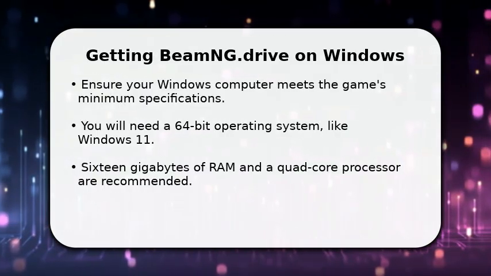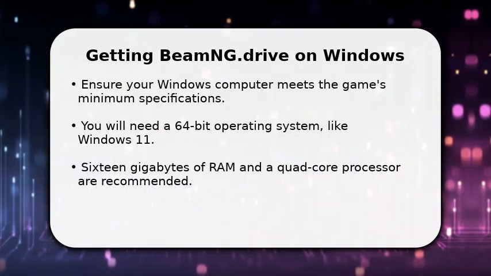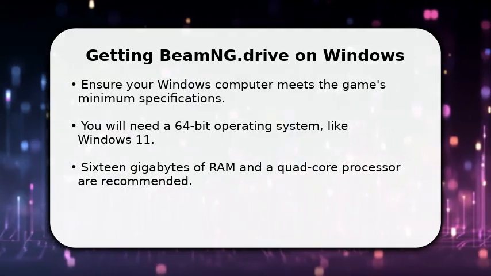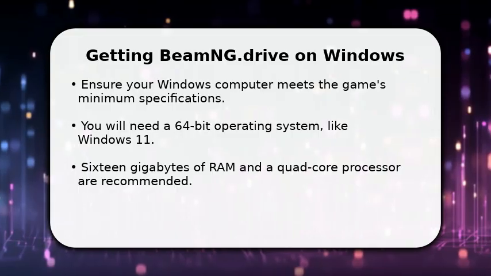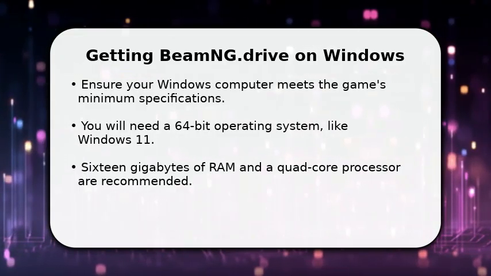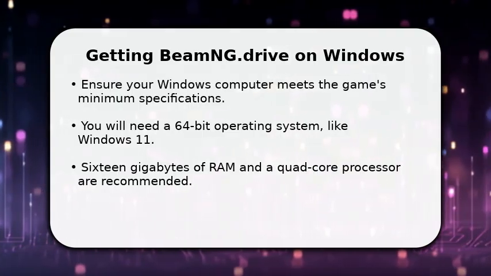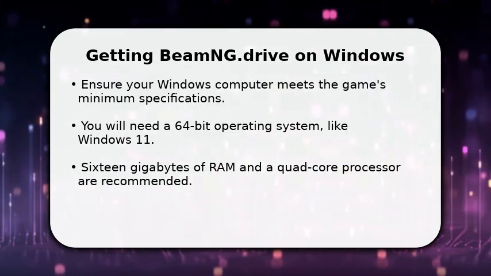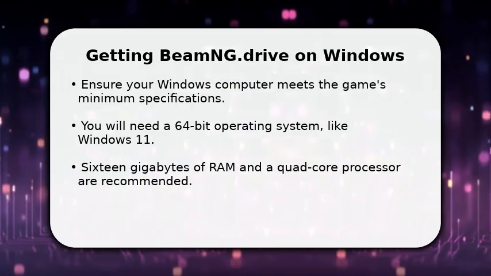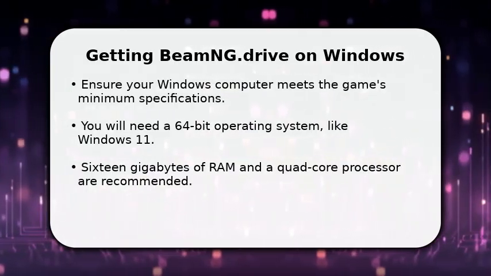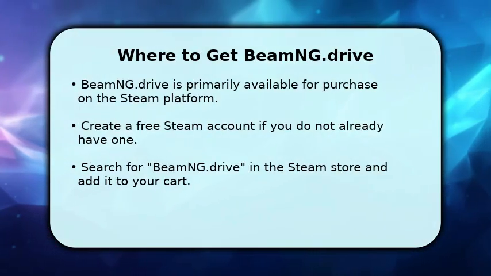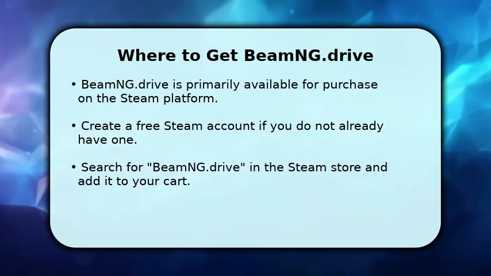First, let's ensure your computer is ready for this incredibly realistic soft body physics simulator. You'll need a 64-bit operating system, such as Windows 11. For the best experience, aim for a quad-core processor and at least 16 gigabytes of RAM. A dedicated graphics card, like an NVIDIA GeForce GTX 970 or AMD Radeon RX 290, is highly recommended for smooth gameplay. Once you've confirmed your system is up to the task, the next step is acquiring the game.